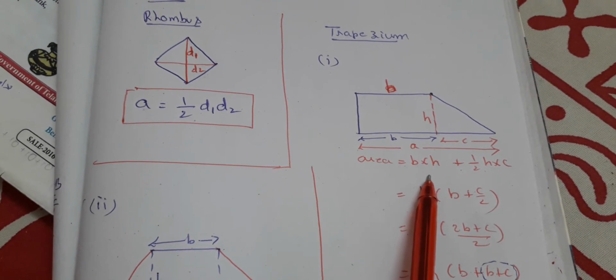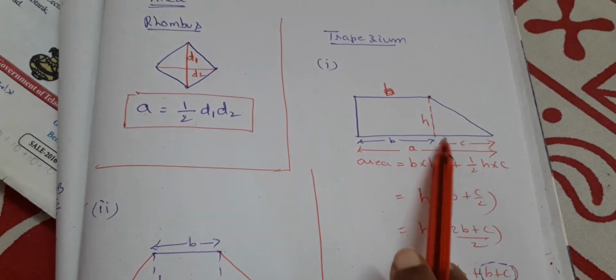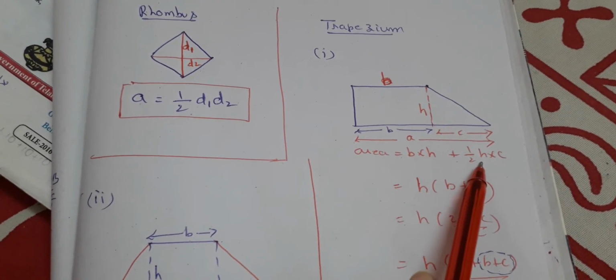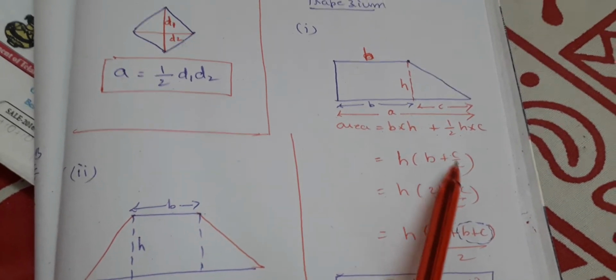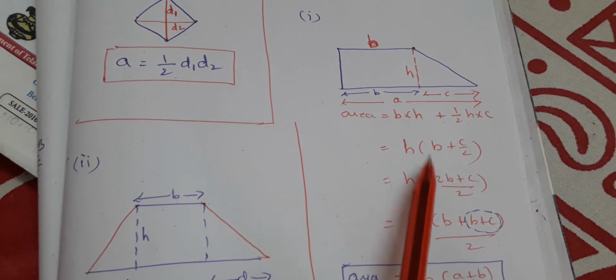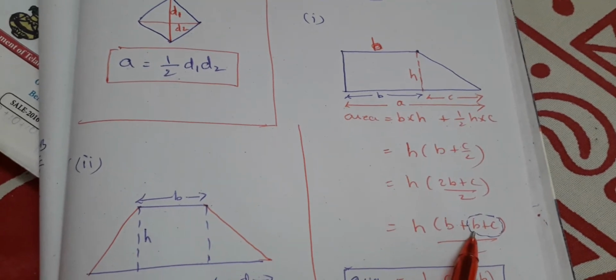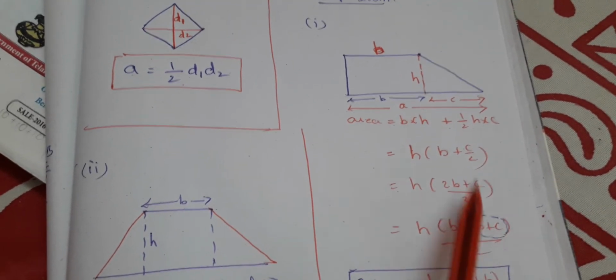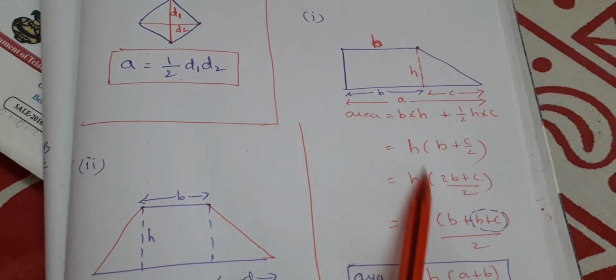Now see this, area is equal to base into height for the rectangle, half base into height for the triangle. Now taking h common, you have b plus c by 2. Taking LCM, you have 2b plus c by 2. I want to split 2b as b plus b. So it will become b plus c, b plus c. What is b plus c in the figure? It is a, the length of the other parallel side.